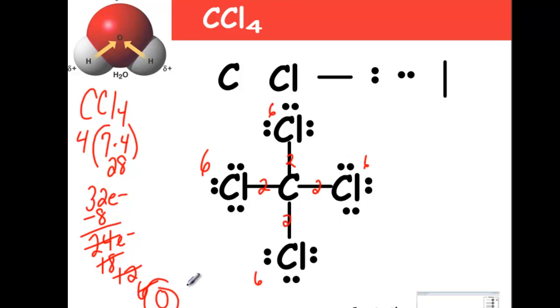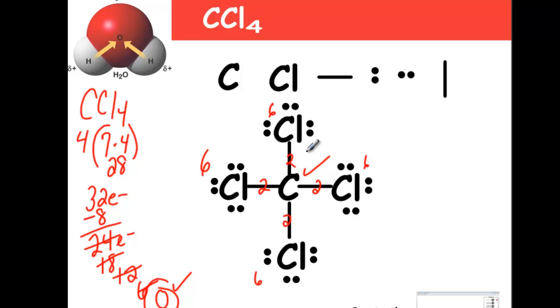Now this may or may not be a good thing. What you need to do is check your center element and see if the center element has an octet. If it does have an octet, then great, you're all done, as long as this is 0. If it doesn't have an octet, then we need to do stuff. But in this case, it's already got 2, 4, 6, 8. It's all set. It's happy. This is at 0. All the outer guys are happy. So our model is all done.